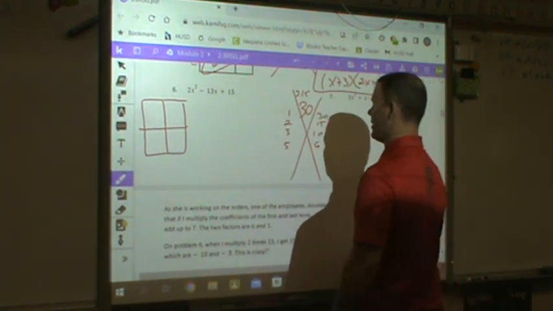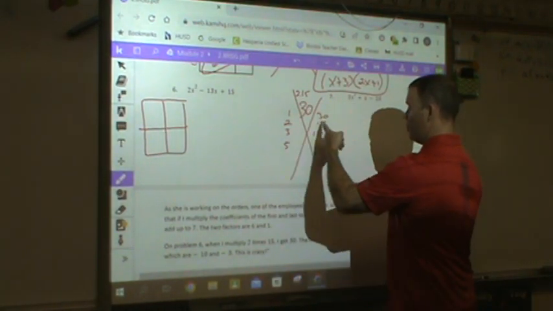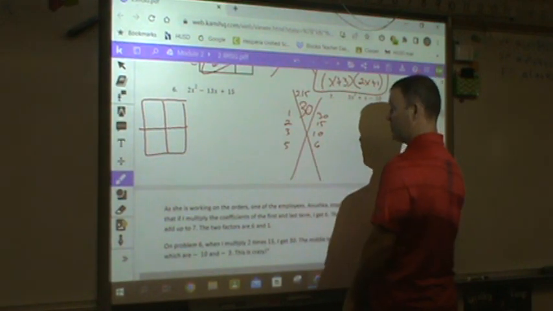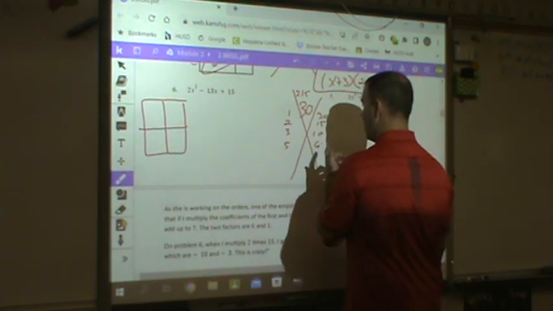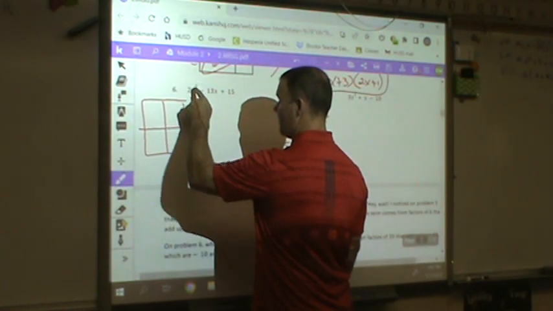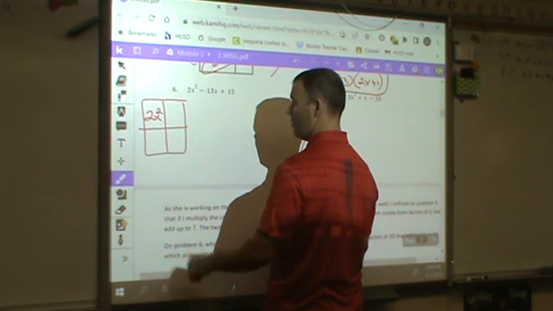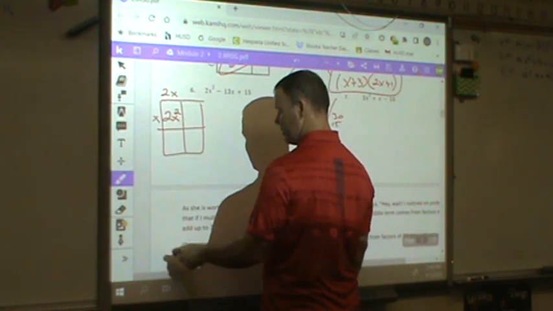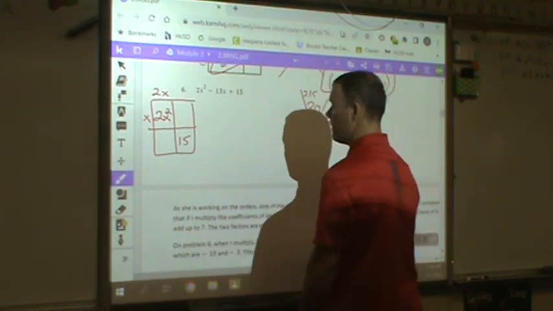So I listed my factors. Which ones give me negative 13? Well, gee, 2 and negative 15 will give me negative 13, but negative 3 and negative 10 will also give me negative 13. All right, well, I'll show you what's wrong with picking one of these sets of factors in a second. Let's go ahead and put our 2x squared in the front. So if I'm going to do that, I'm going to get 2x, and I'm going to get x, right? And I've got to put my positive 15 down here.